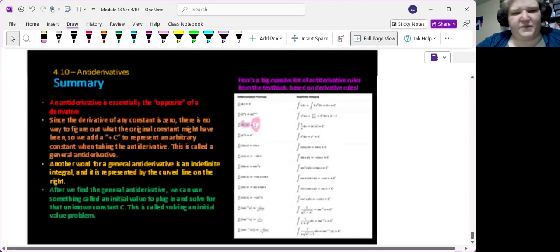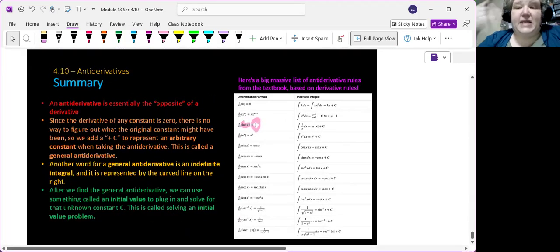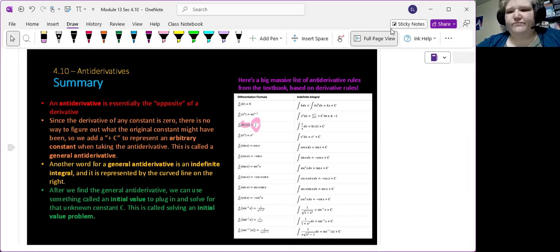All right. So antiderivative says essentially the opposite, meaning it's the inverse operation. Talks about the arbitrary plus c. Another phrase for general antiderivative is indefinite integral. And then if we're given an initial value or some extra piece of information, we can use that to determine the value of c. Alrighty.